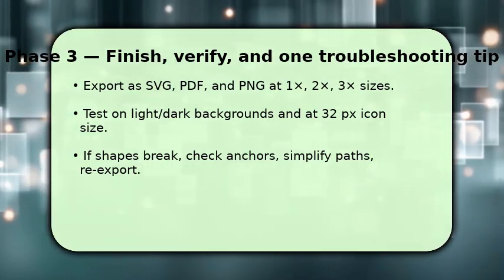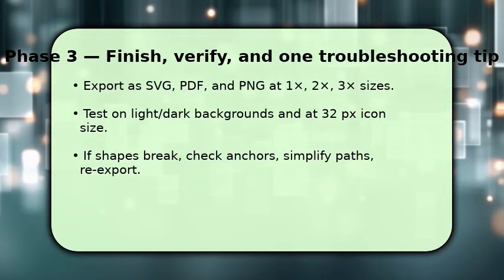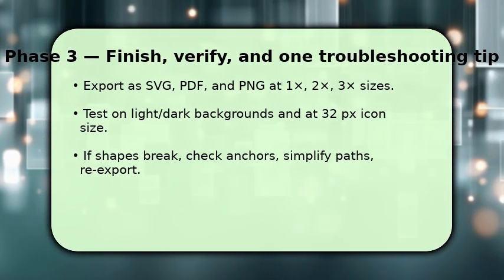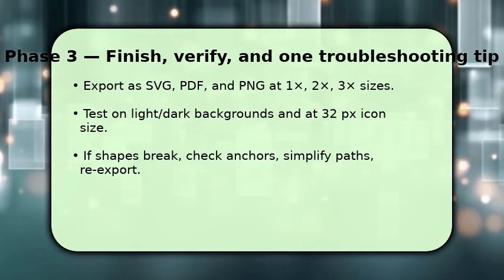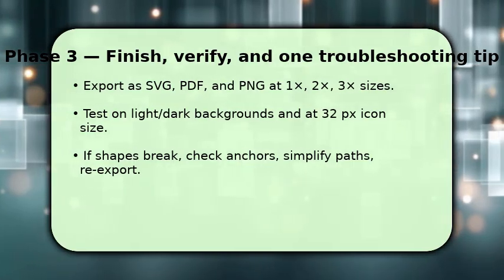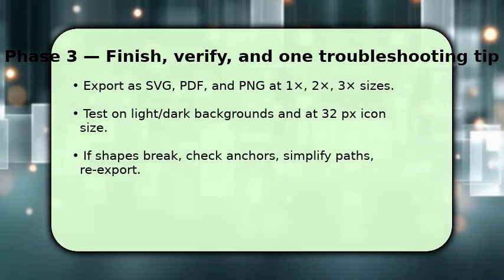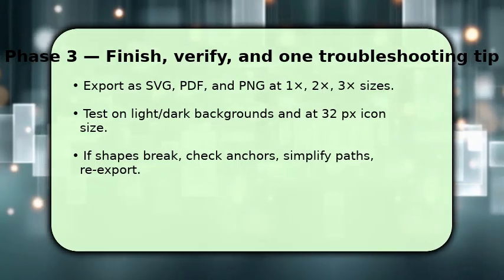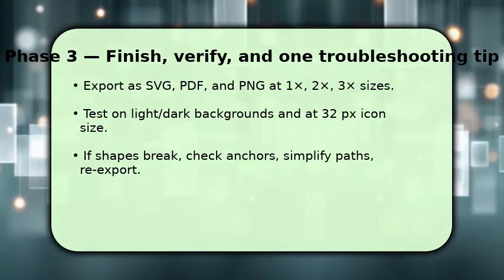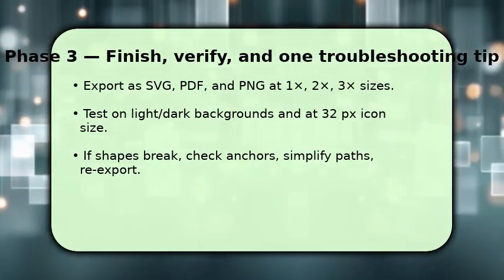If edges look jagged or shapes separate, inspect anchor points and simplify complex paths. Sometimes Boolean operations leave stray points. When problems persist, undo to the last grouped state, rebuild the problematic path, and re-export. That usually solves broken geometry.